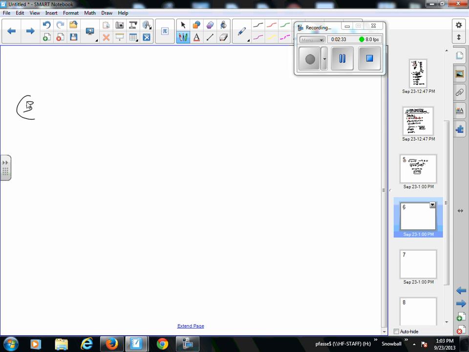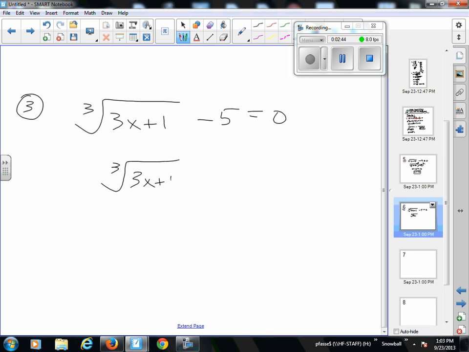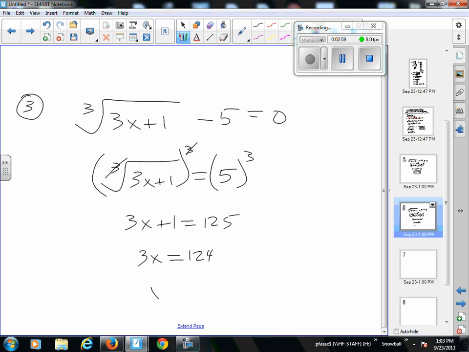For the third problem, we have the cube root of 3x plus 1, minus 5 equals 0. Same idea. First, let's get the root term by itself. And now instead of squaring, we cube to get rid of the cube root. Those cancel. We're left with 3x plus 1 equals 125. 3x equals, subtract over 1, divide by 3, gives us 124 over 3.